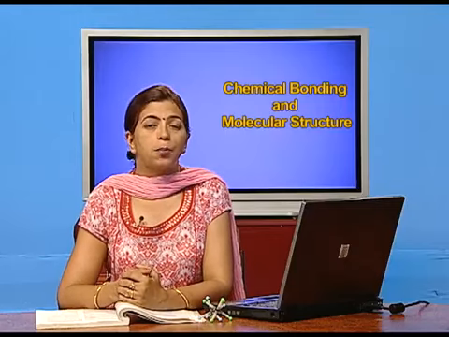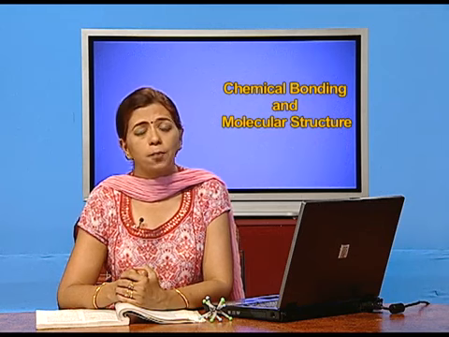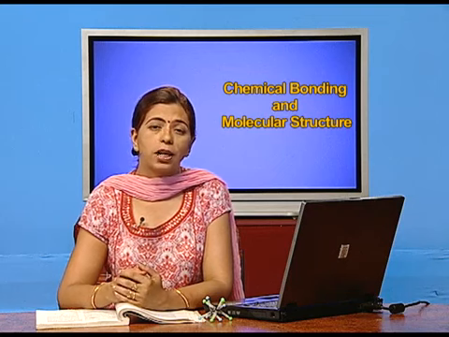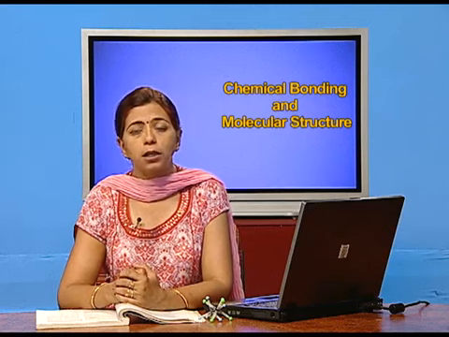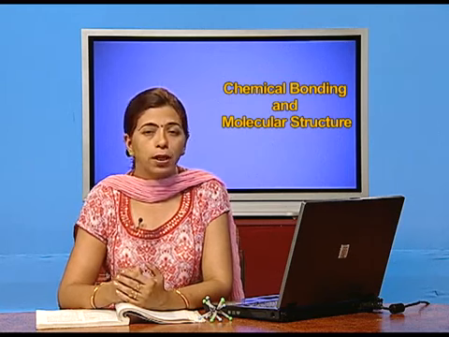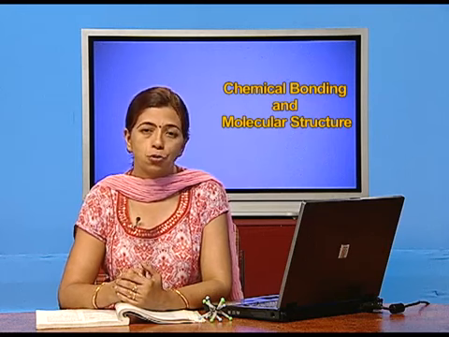Dear children, but there are limitations to the octet rule. There are many elements which cannot complete their octet. There are many elements which have electrons more than 8 in the valence shell, that is known as expanded octet, and there are elements which have odd number of electrons. Let me give you quick examples of these 3 exceptions to the octet rule.